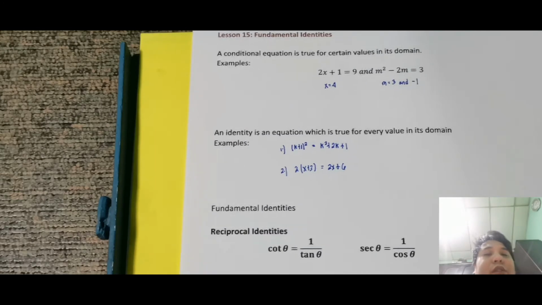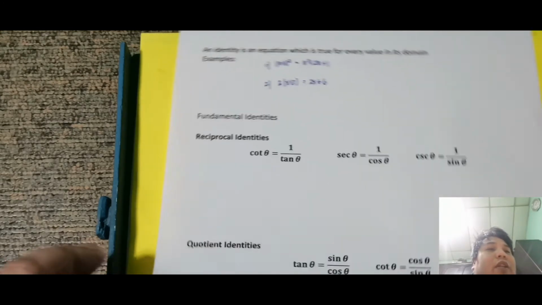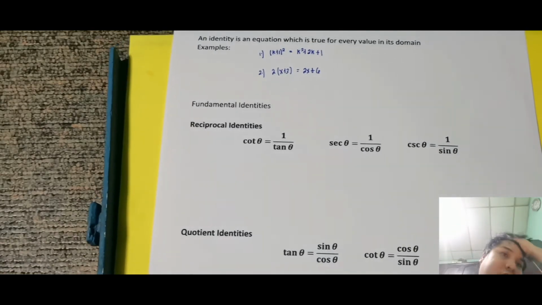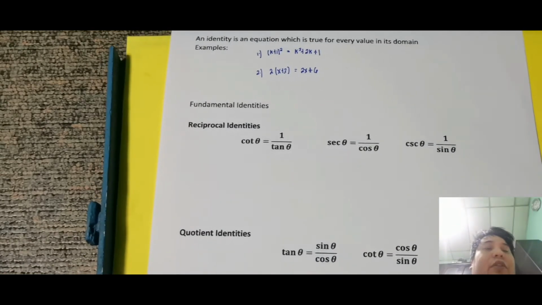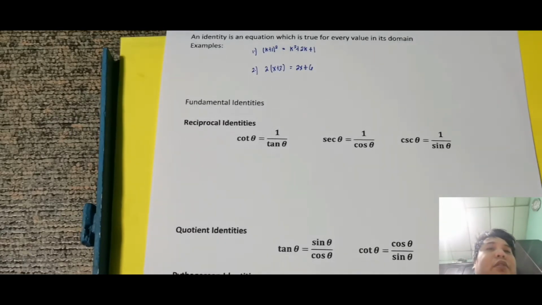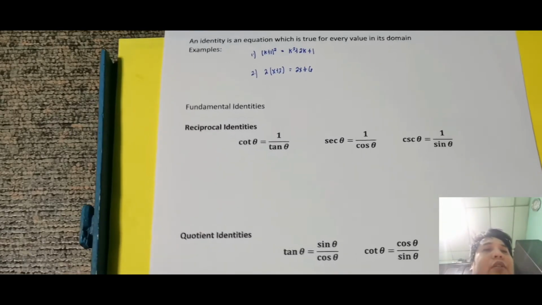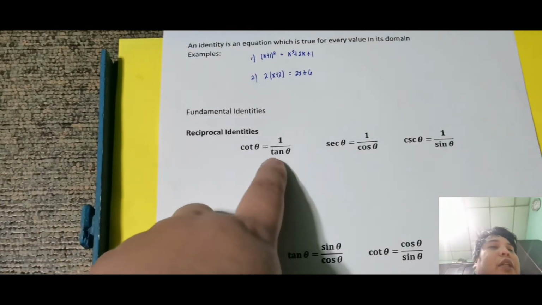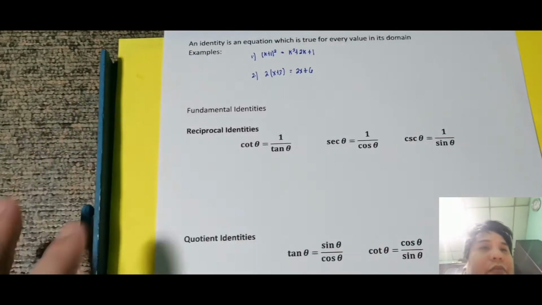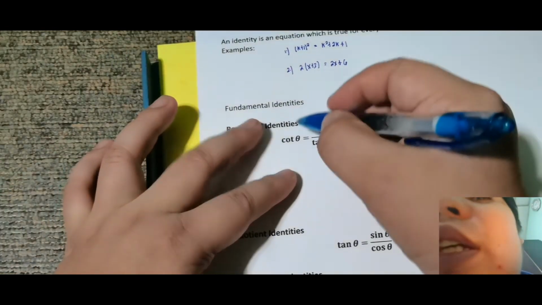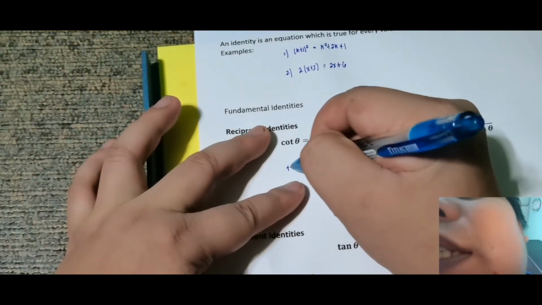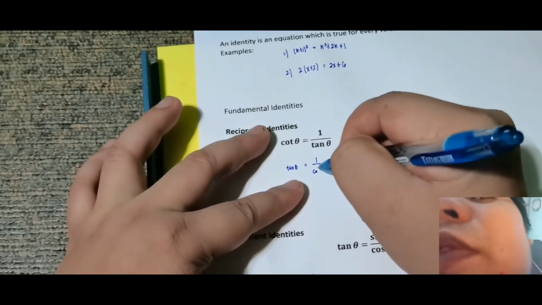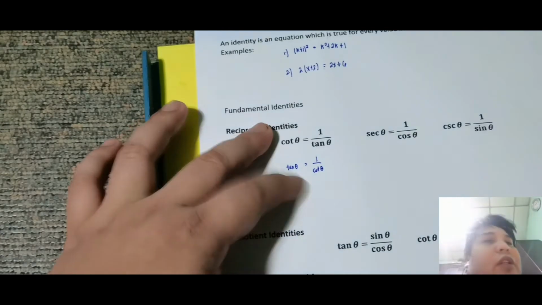Okay, so let's talk about the fundamental identities dito sa ating trigonometry. So we start with the reciprocal identities. So I guess na-discuss ko na to last time, pero syempre dadagdagan ko konti. Okay, so the reciprocal identities are, so una is cotangent theta is equal to 1 over tangent theta. So pwede yan i-manipulate. So ito, kaya naglagay ako ng space. Ito ay pwede ring tangent theta is equal to 1 over cotangent theta. So another identity yan.